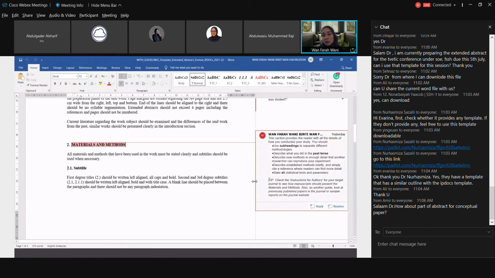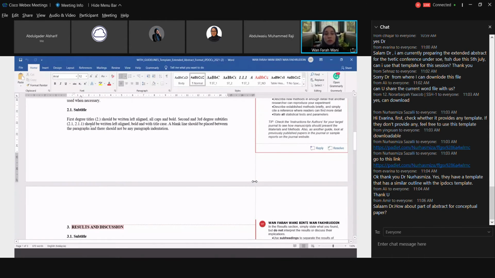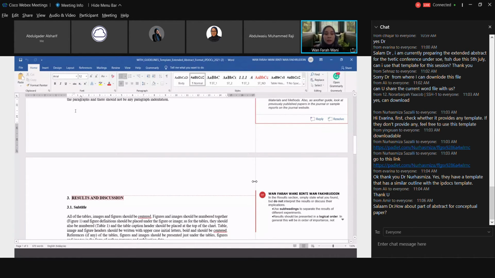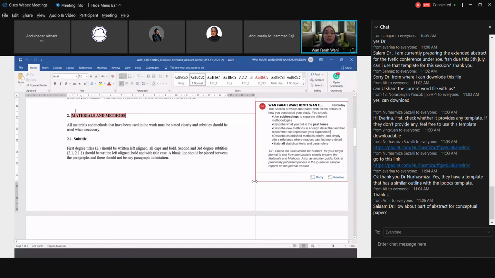But there's a tip here that I put: check the instructions for authors. Usually you will have these instructions for authors, especially for Q journals, for your target journal, to see what should be presented. Sometimes they have a guideline or sample, just to follow, for you to be highly likely included in the journal, because you have followed the standard. Some papers get rejected because they don't follow the standard. You don't do enough homework to know what they expect from you, so don't do that.